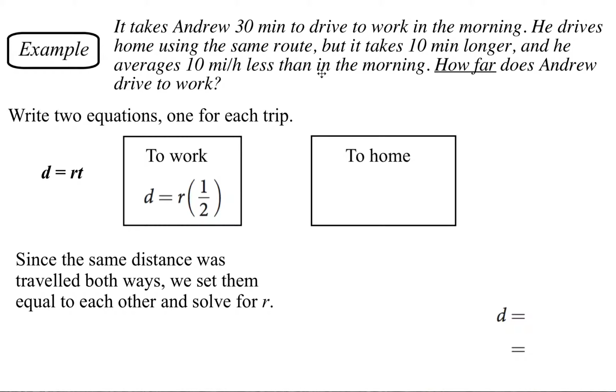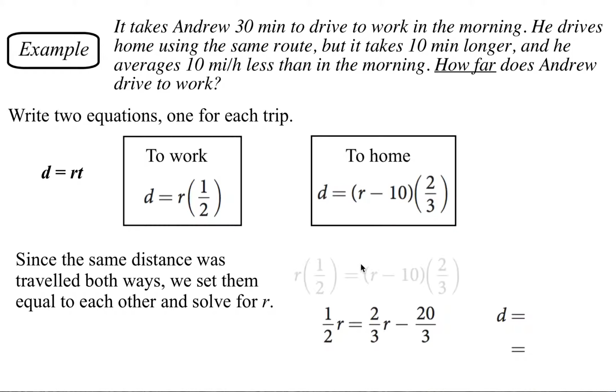When he goes home, his rate is 10 miles an hour less than in the morning. So in this one, his rate is whatever his rate was in the morning minus 10. Now the 2/3 here, it takes him 10 minutes longer. If it took him 30 minutes in the morning, it's going to take him 40 minutes. And that's 40/60ths or 4/6 of an hour, which is 2/3 of an hour. And the distance is the same, to work and from work. So since that distance is the same, we set them equal to each other, and we're going to solve that for r. So here are our equations. 1/2 r equals r minus 10 times 2/3.